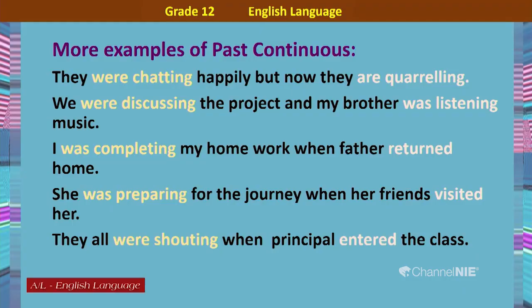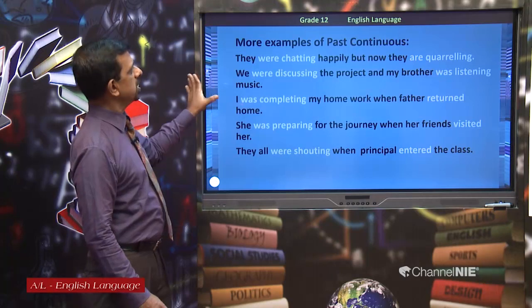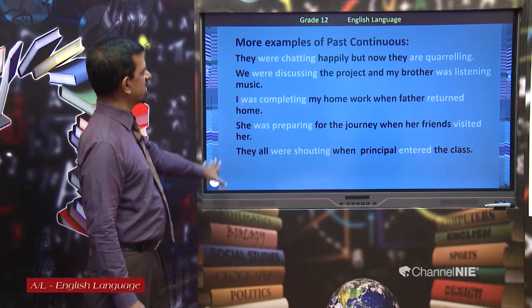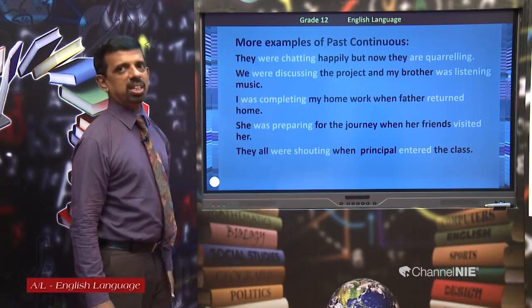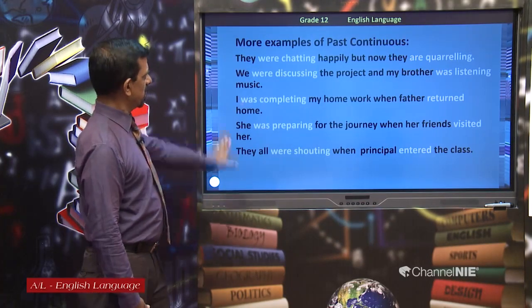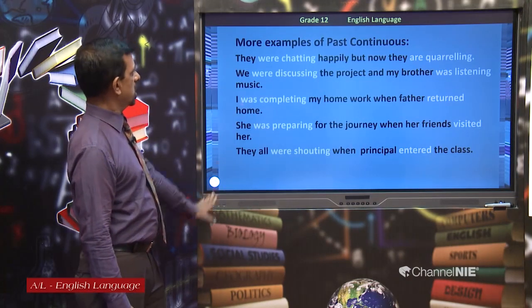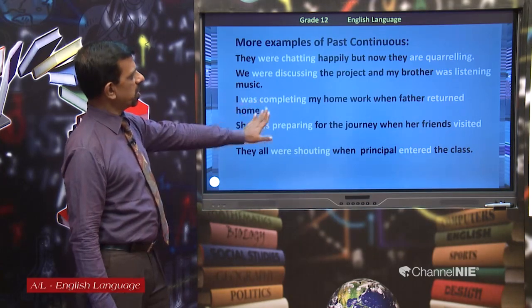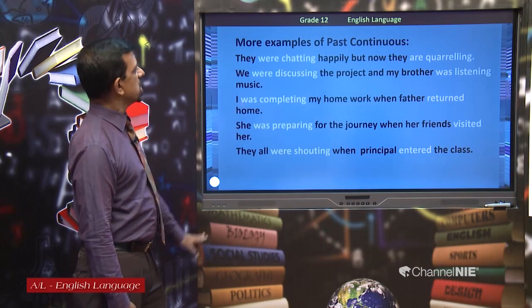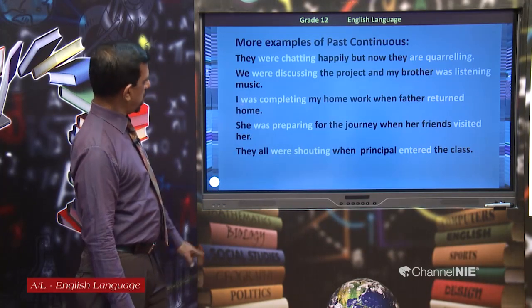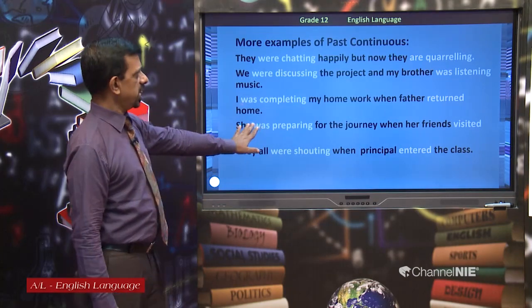So past continuous with a more complex sentence gives exactly what really happened when one action is completed, the other action was continuing. Like in this example, they were chatting happily when they were quarreling. They were discussing the project and my brother was listening to music. I was completing my homework when father returned home. She was preparing for the journey when her friends visited her. They all were shouting when principal entered the class.